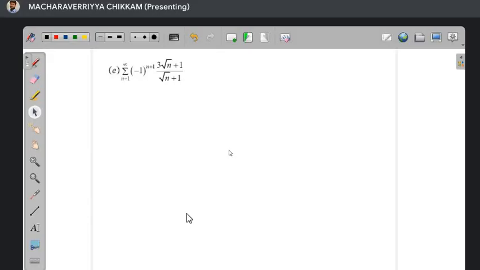Okay, try to apply the nth term test. Just apply the nth term test and see. Divergent, sir. Yeah, why is it divergent? The limit is 3, sir. Yeah, so we can see the limit as n goes to infinity of the absolute value of a_n is the limit of (3 root n plus 1) over (root n plus 1).